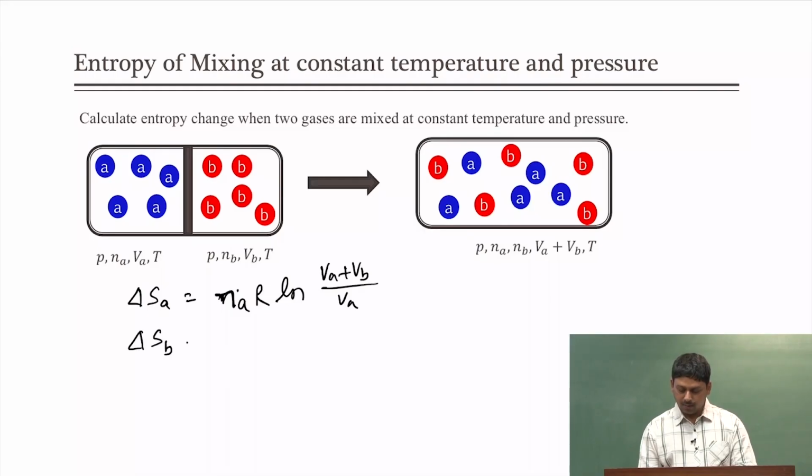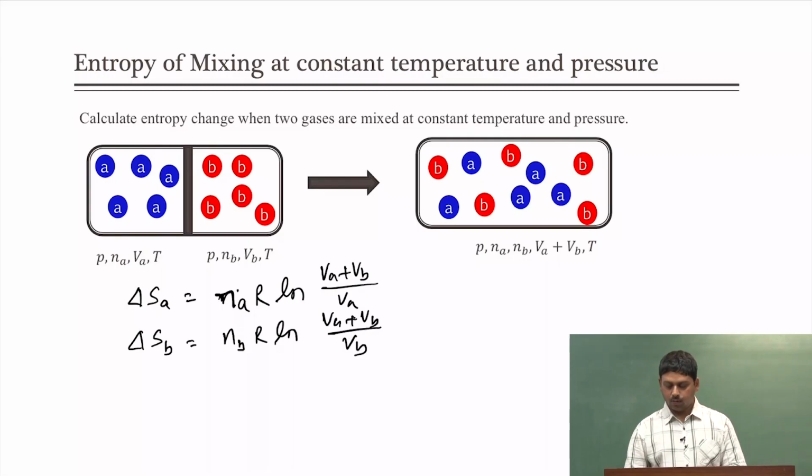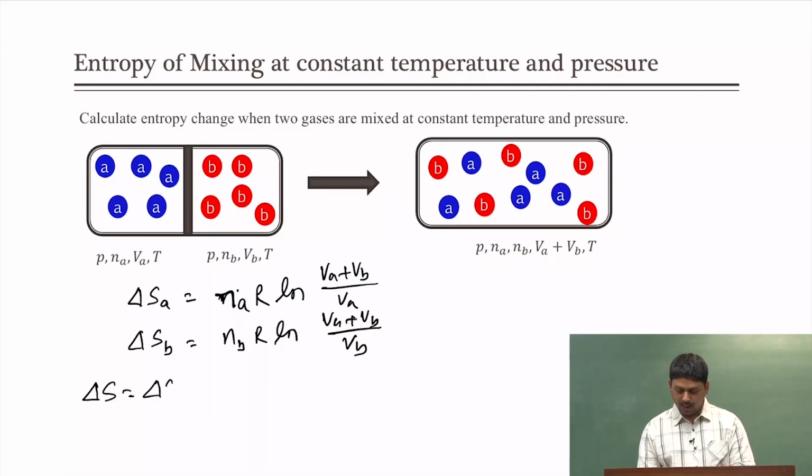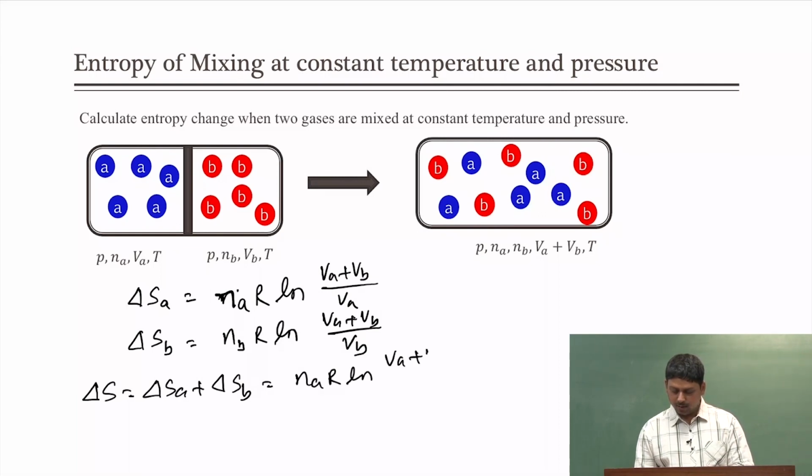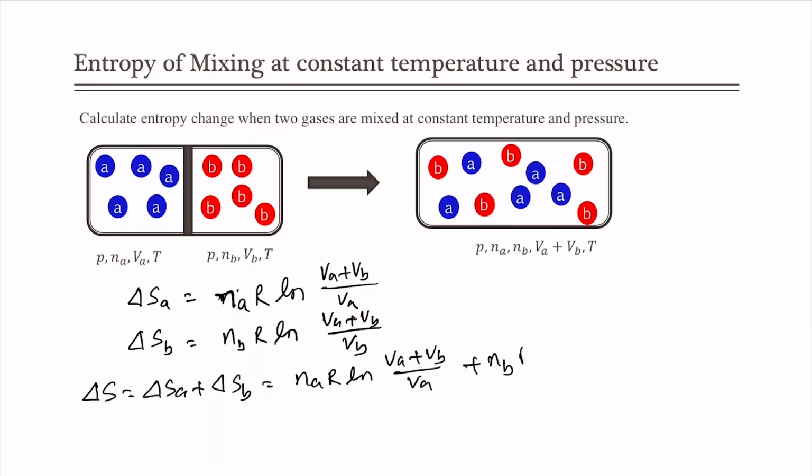Change in entropy for B is N_B R ln((V_A + V_B)/V_B). We can call that overall volume V also. So now the total change in entropy will be delta S_A plus delta S_B, giving us N_A R ln((V_A + V_B)/V_A) + N_B R ln((V_A + V_B)/V_B).